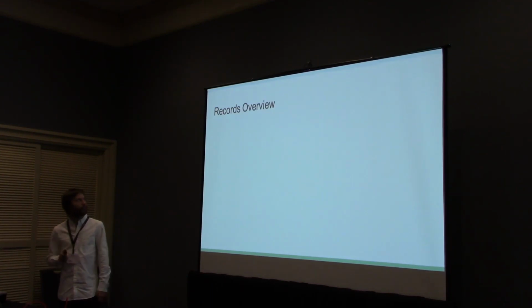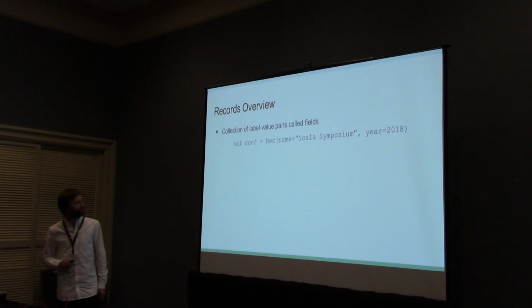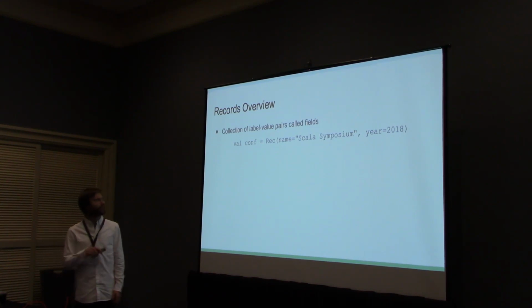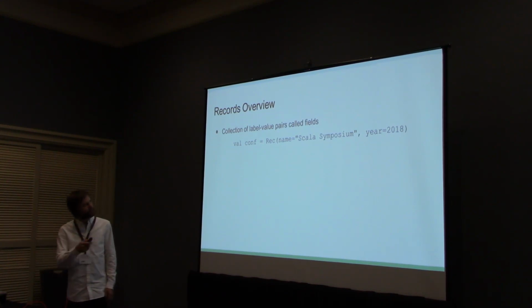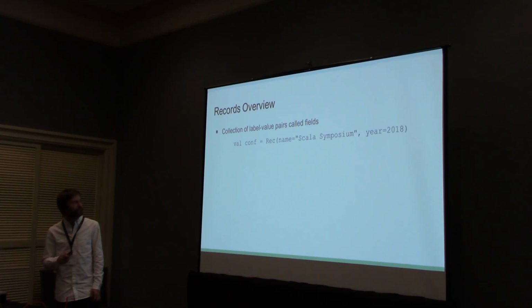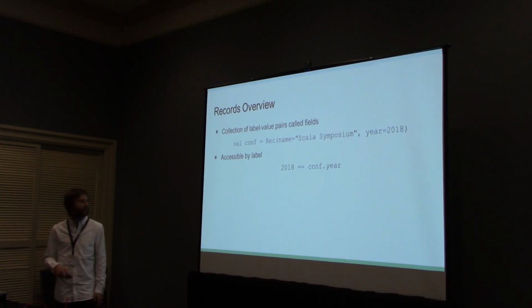So what do I mean by records, since all different languages define records in different ways? Well, a semi-formal definition here: a record is a collection of label-value pairs that we call fields. So here, for example, I create this conf record with two fields, name and year. And of course, you should be able to access these fields by label, in this case using the dot notation to get the corresponding value.